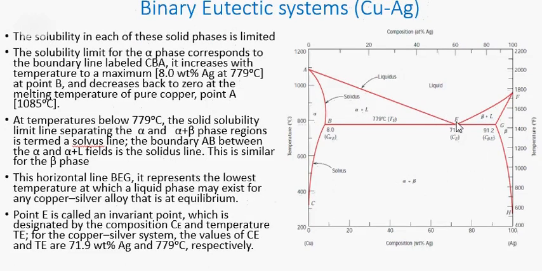And this is called the eutectic point, where we have a direct transformation from liquid to solid, alpha plus beta, when there is cooling, or when we have heating from this region to this point, it transforms from solid to liquid. This is called the eutectic point, and this is the eutectic temperature, which is 779 degrees centigrade.